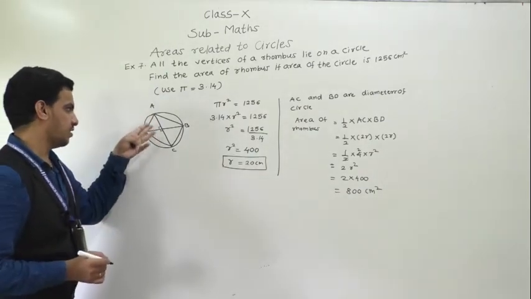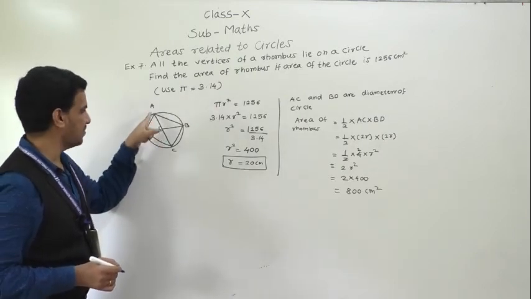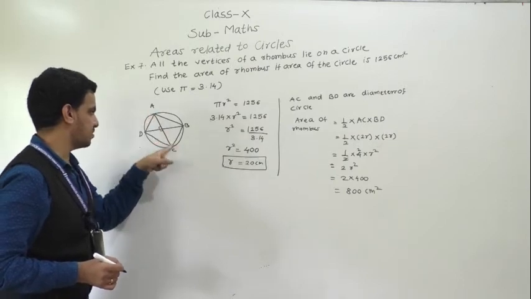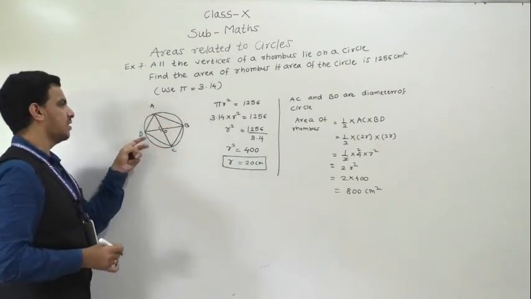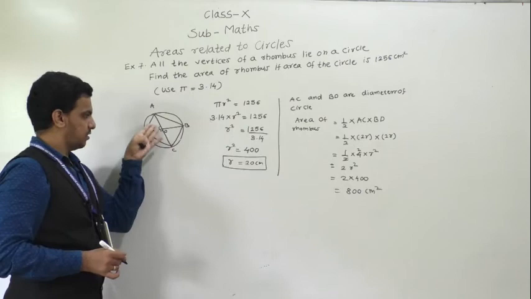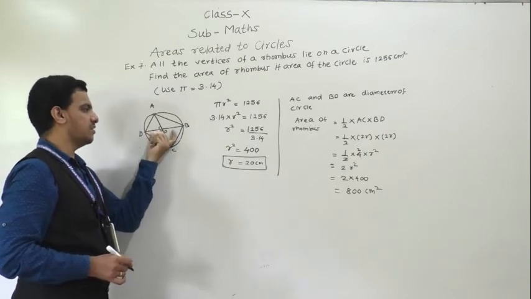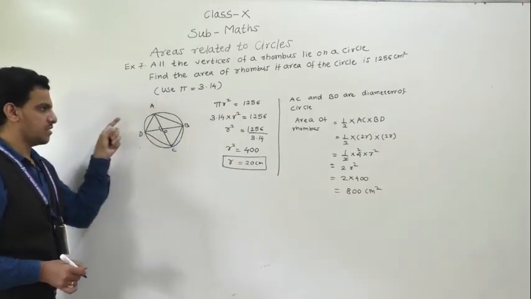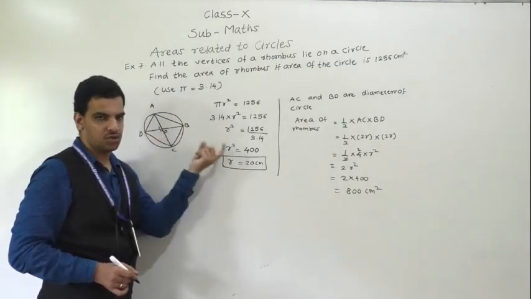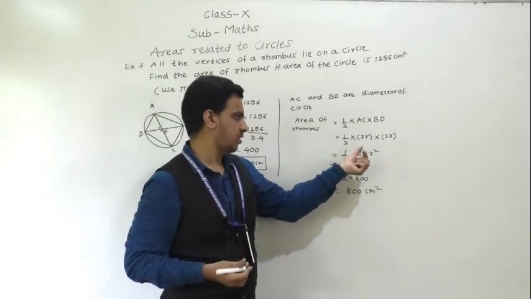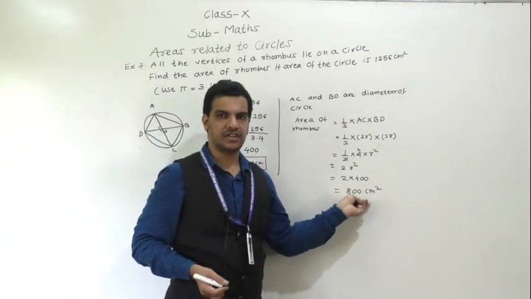Okay, the diagonals of a rhombus are perpendicular bisectors of each other. So if this angle AOC is 180 degree, it means AC is a straight line, and it is passing through center O. Therefore AC and BD, these two are diameters of a circle. Okay, so if AC and BD are diameters of the circle, the value of AC and BD is 2R, that is D is equal to 2R, and we know that R is 20. So if we simplify this, we will get the area of the rhombus as 800 centimeters square.